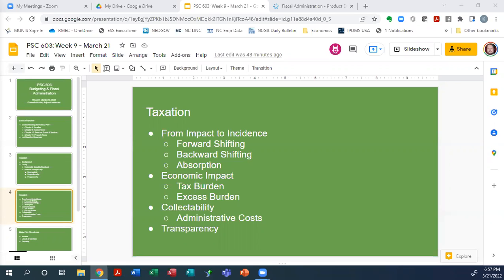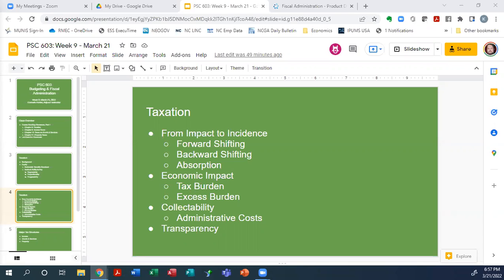The chart is on page 377 of your text. And what happens is that the business is taking on the impact of the tax in this case, whether it be through some kind of income tax or some kind of privilege fee, which we don't have in North Carolina anymore, or some kind of taxation. And they have three options in terms of how they forward it.